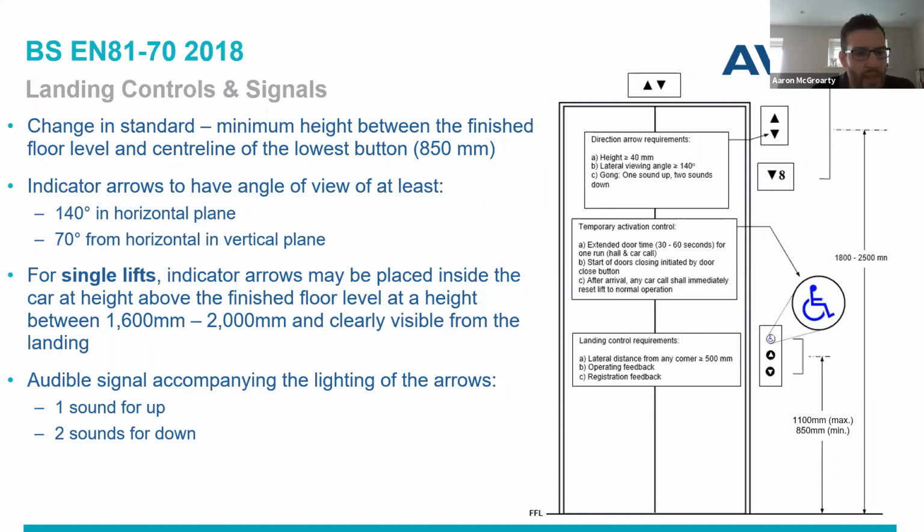Also to note that there should be an audible signal accompanying the lighting of the arrows. Specifically in the car, there should be a sound for going up, which is usually like a pinging noise or a gong, and 2 sounds for down.